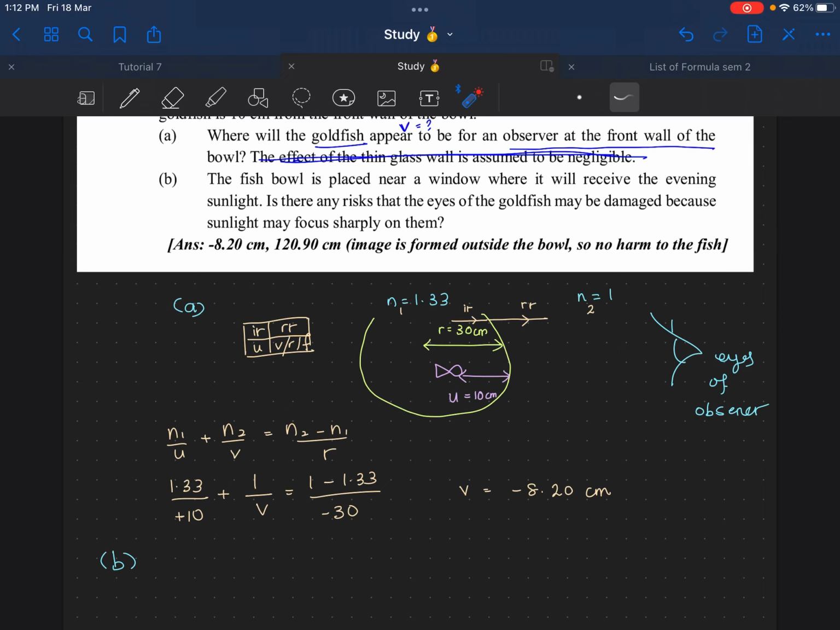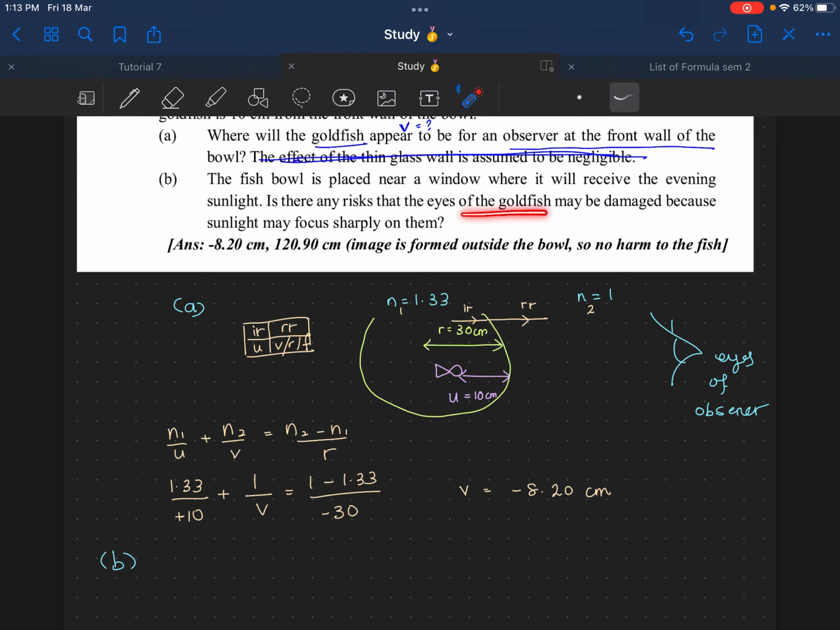have to identify which one is your object. That is the most important thing. For example, in the earlier question, you know that your object is the goldfish, right? Why? Because the question asks where the observer sees the image of the goldfish. The observer cannot be the object, because the observer sees the image of the object, which is the goldfish. This one asks, what if we have sunlight?